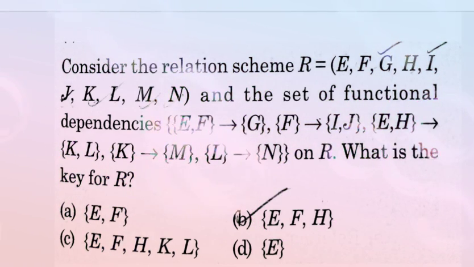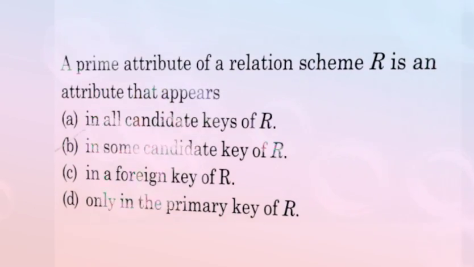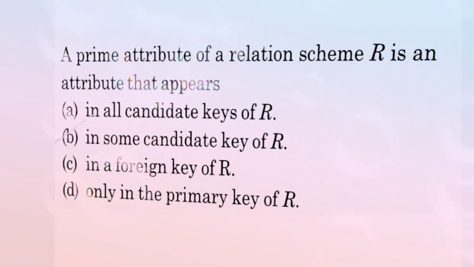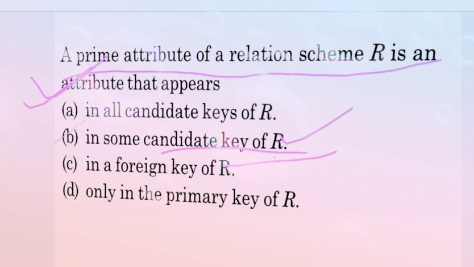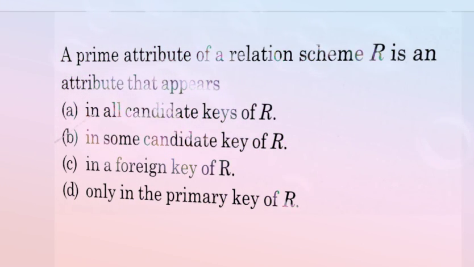Now come to the next question. The question is defined as: a prime attribute of a relation scheme R is an attribute that appears in... There are four options, A, B, C and D. The correct answer is B. Why? Because the prime attribute of a relation scheme R is an attribute that appears in some candidate keys. So option B is correct. Now come to the next question.